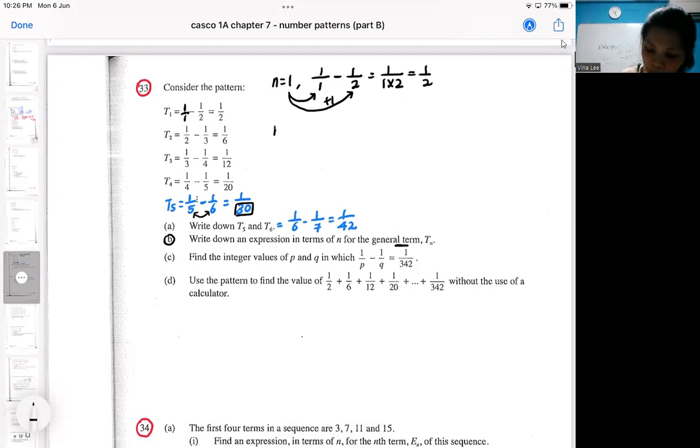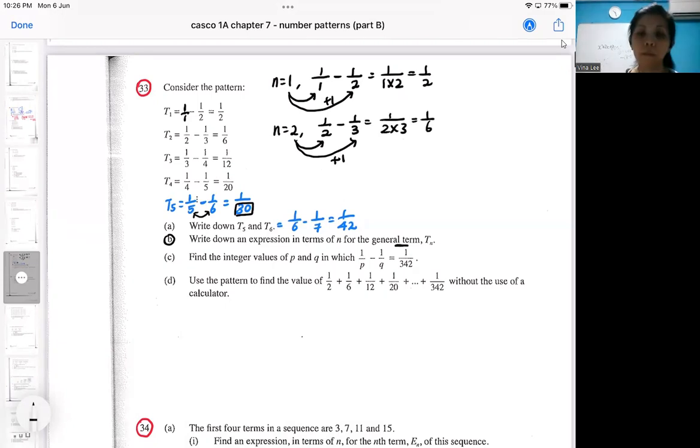And then you can try it out, n equal to 2. You get a 1 over 2, and it is the same. It is also a plus 1, and it is also a 2 times 3. And that's how we get the 1 over 6.